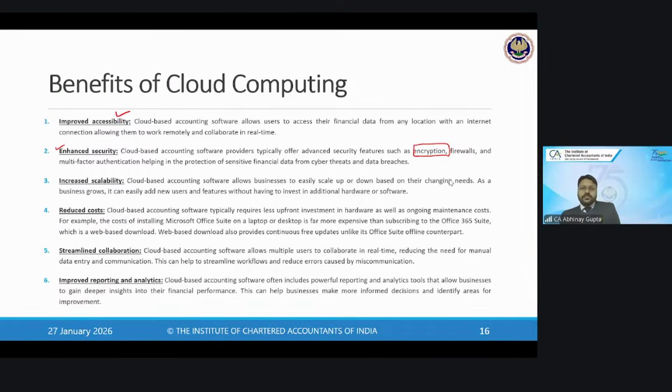And the firewalls. What is a firewall? Any idea? A firewall tells what is safe and what is not safe. It will protect the data. One example of firewall software is McAfee. Quick Heal, McAfee, all these softwares are available. There are many more.